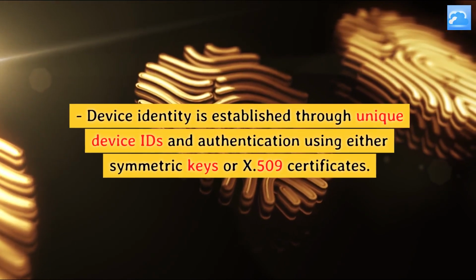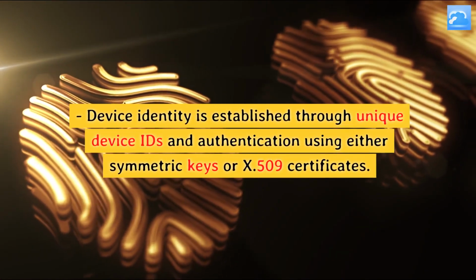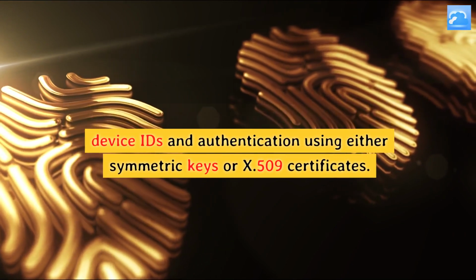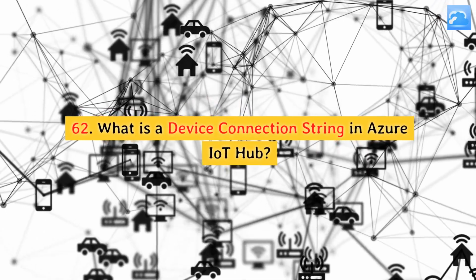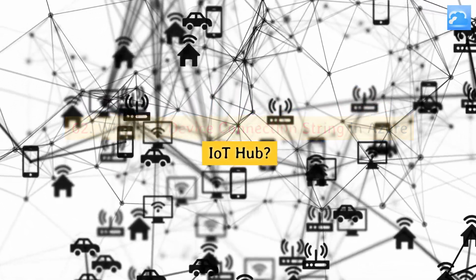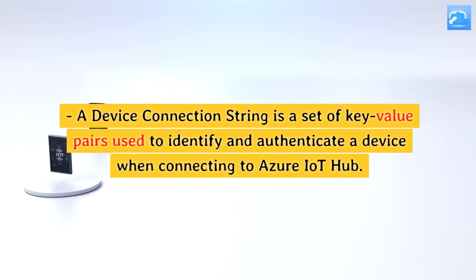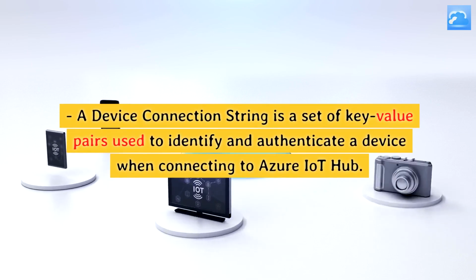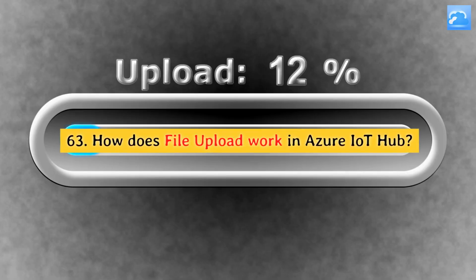61. How is device identity established in Azure IoT Hub? Device identity is established through unique device IDs and authentication using either symmetric keys or X.509 certificates. 62. What is a device connection string in Azure IoT Hub? A device connection string is a set of key-value pairs used to identify and authenticate a device when connecting to Azure IoT Hub.